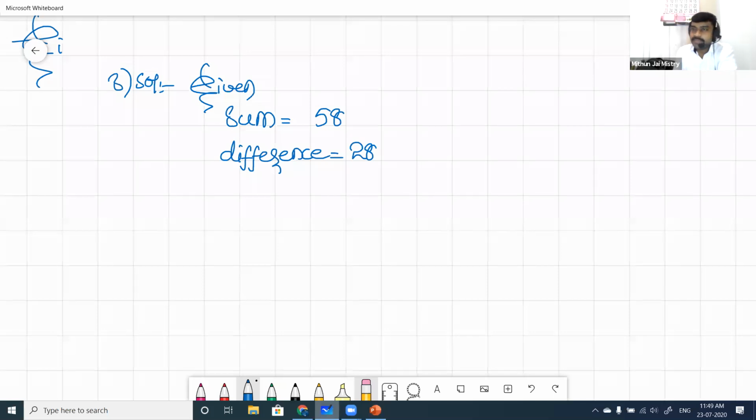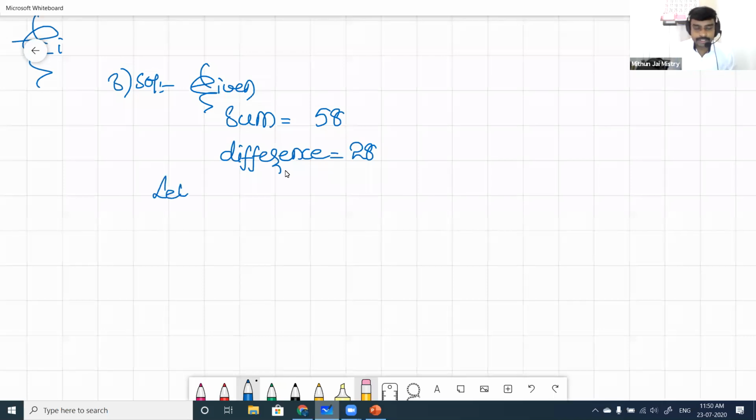Now, what do you mean by sum? Sum is nothing but when you add two numbers, addition. When you add two numbers, what you finally get is called the sum. Now, difference means what? Difference is nothing but when you subtract two numbers, the answer you get is called the difference. Okay, so here let me assume like this.